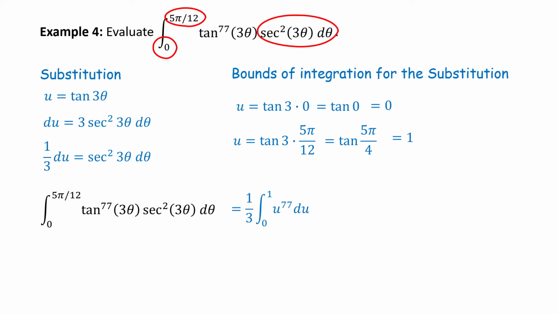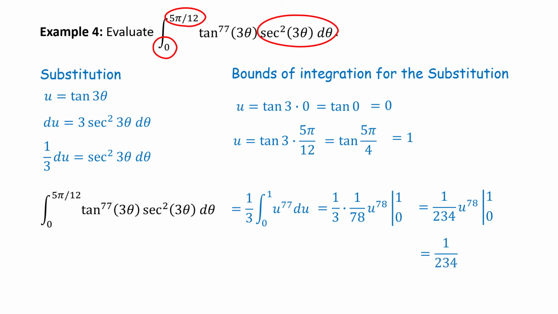Use the power rule for integration to integrate u to the power of 77. Remember the constant 1/3 times u to 1 power higher, that's 78, and 1 divided by the same number, 78. We evaluate that from 0 to 1. Let's multiply 1/3 and 1/78 together. That product is 1 divided by 234, u to the power of 78, and we evaluate that still from 0 to 1.